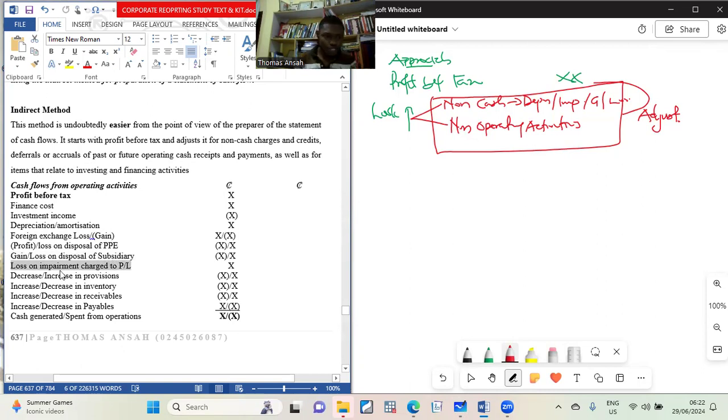An increase in provision is treated as an expense, so here you add back. A decrease in provision is treated as an income, so here you deduct. All right, so basically, that is that.